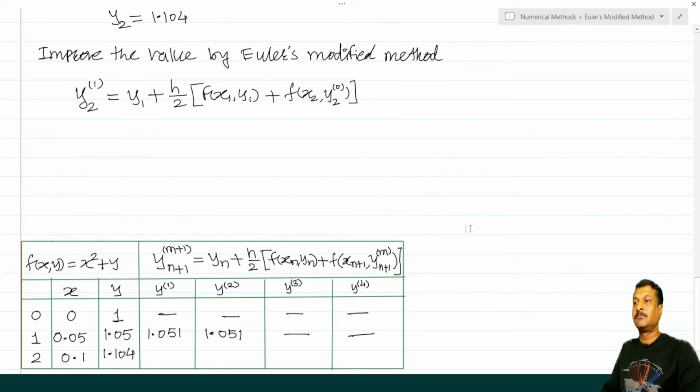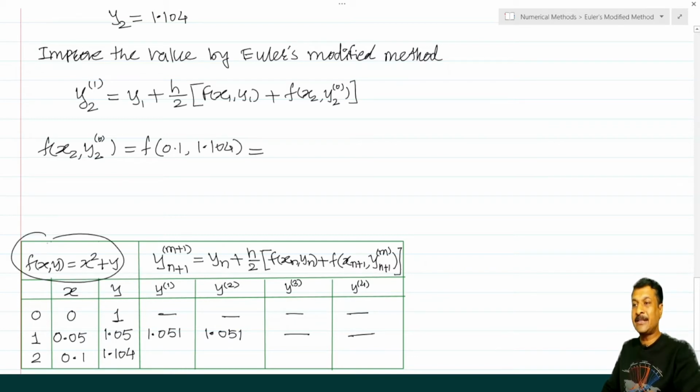So find it now. By the table, what is f of x2 y2 at the 0th position? That is equal to f of, so second position, what is the x value? 0.1. Means here the second position, this row I am going to consider, and the recent value of y is 1.104. And what is f of x y? It is x square plus y. So I am taking here 0.1 square plus y, which is 1.104. By calculator I am getting the value 1.114.